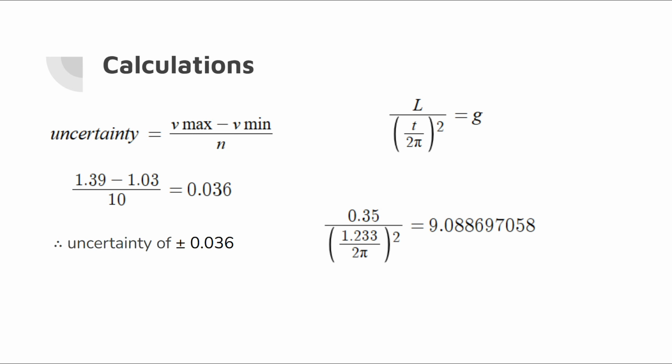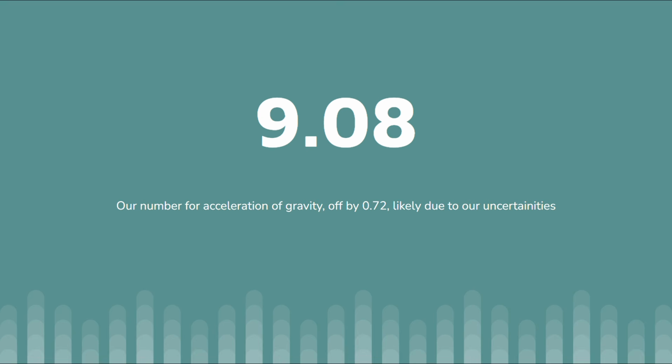We subbed in our values: 0.35 over brackets 1.233 over 2 pi brackets squared is equal to 9.088697058 meters per second squared. This varies slightly from the accepted value of 9.8 meters per second squared, which would likely be due to our uncertainty measurements.